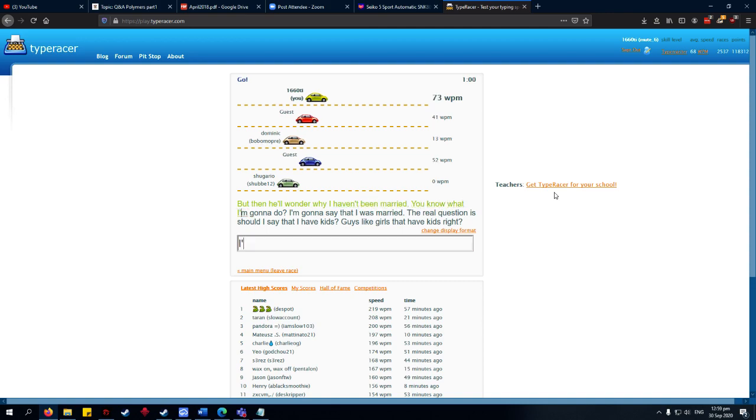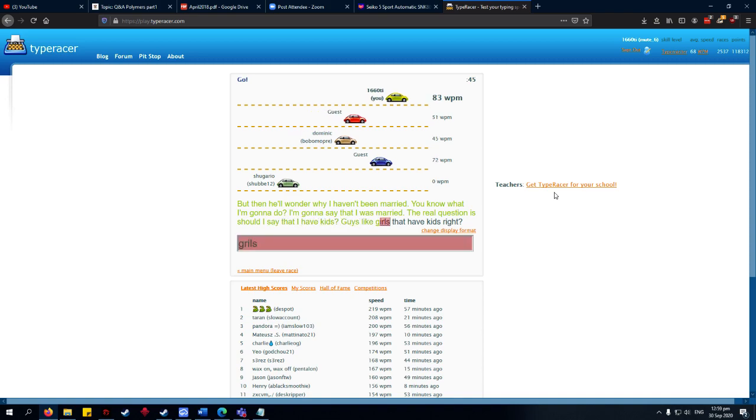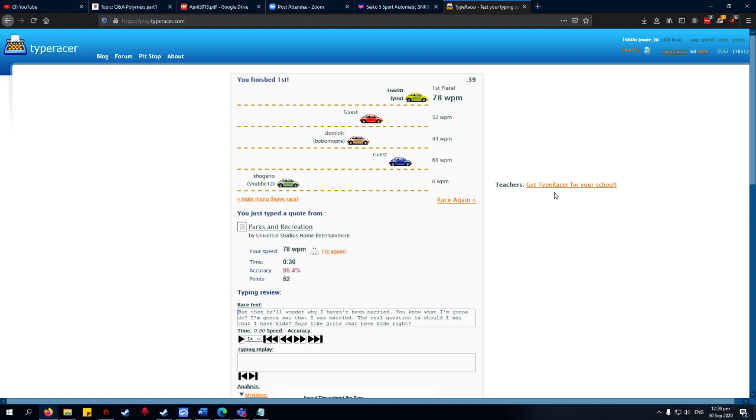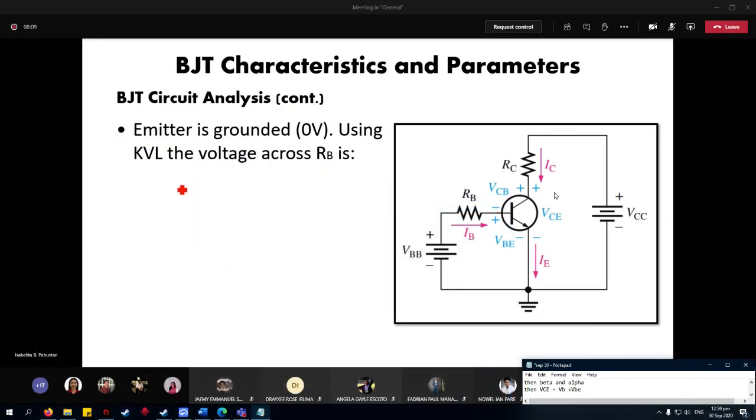pag nag-iiba ang circuit, dapat tingnan nyo kung ano yung formula na mababago, ano. And then, usually naman, ano, you can do that using circuit analysis, ano. So, like in this case, you will be tempted to memorize the formula that is written here, but then I discourage you to memorize, ano. What you do is you do the circuit analysis. You are being asked here to write the formula for the voltage across the RB, ano.